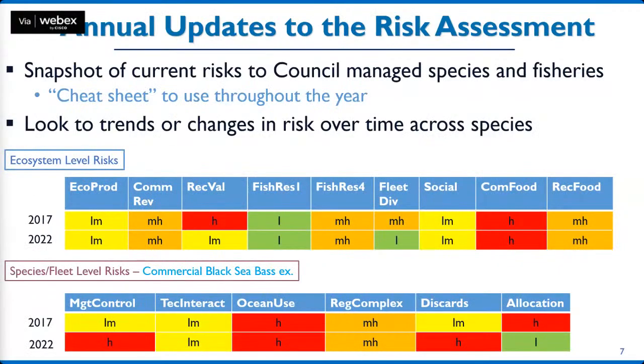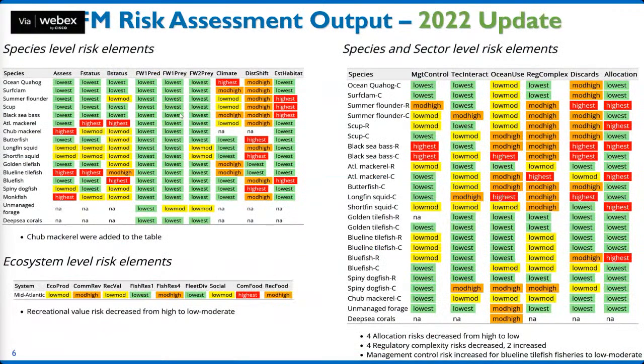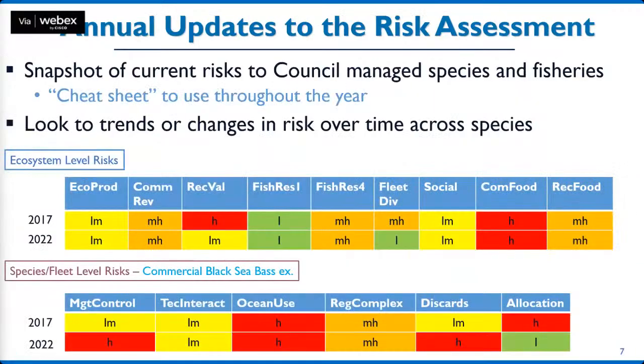We have traditionally updated our risk assessment every year as the State of the Ecosystem report gets updated and we get the latest information from the year prior. We update our risk assessment and we present it to you all as part of the State of the Ecosystem report. It's really hopefully giving you a snapshot of how risks may be changing over time across our different fisheries. So it's sort of an updated cheat sheet to look at risk as you're thinking about decisions throughout the rest of the year.